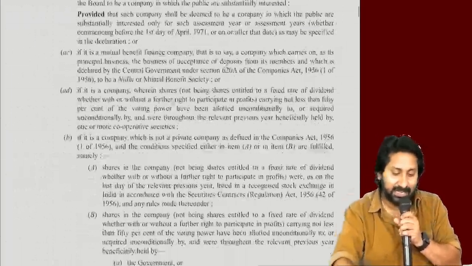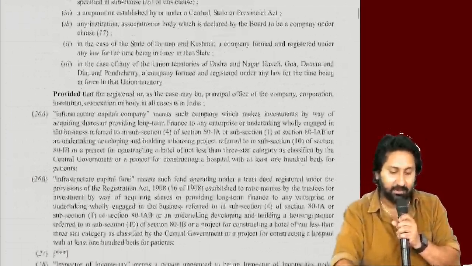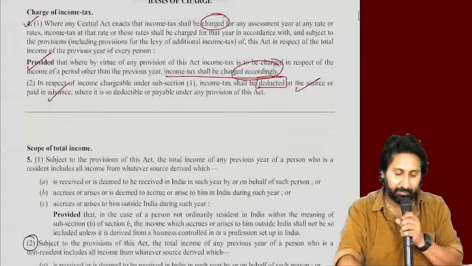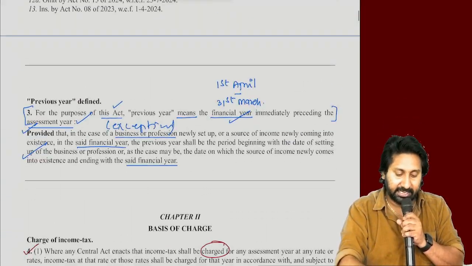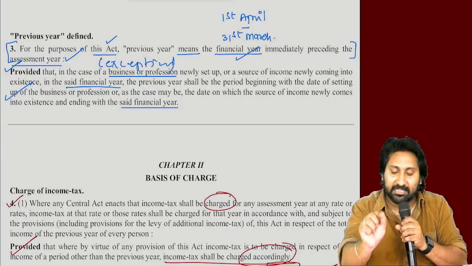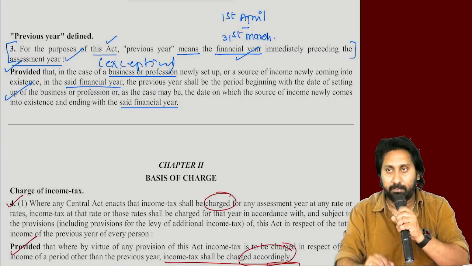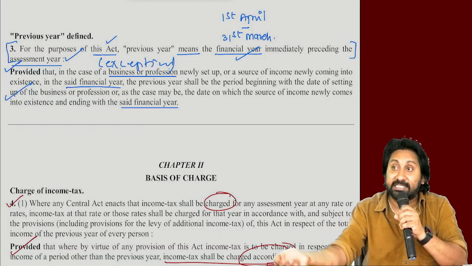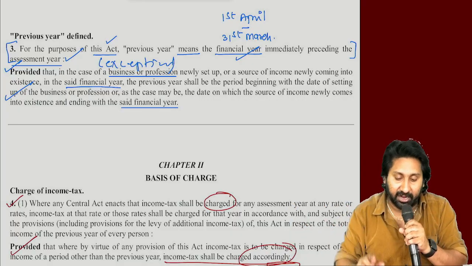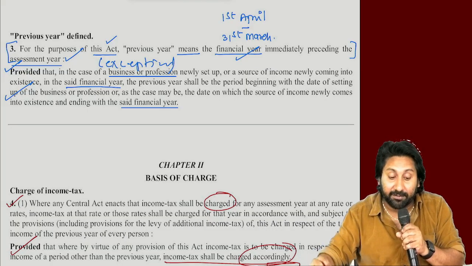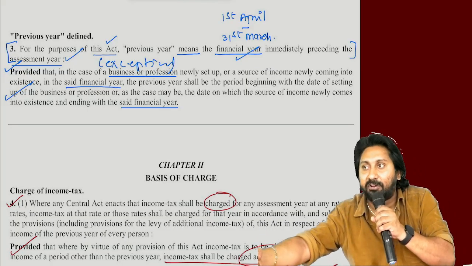Confused? See here. That's why I did not tell you about the proviso before. See section number 3. In case of a business or profession newly set up, or a source of income newly coming into existence in the said financial year, the previous year shall be the period beginning with the date of setting up of that business or profession, not from 1st of April.